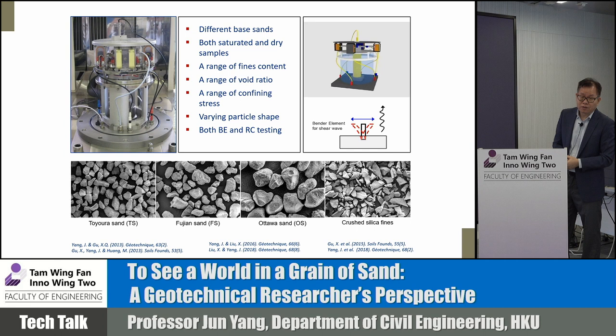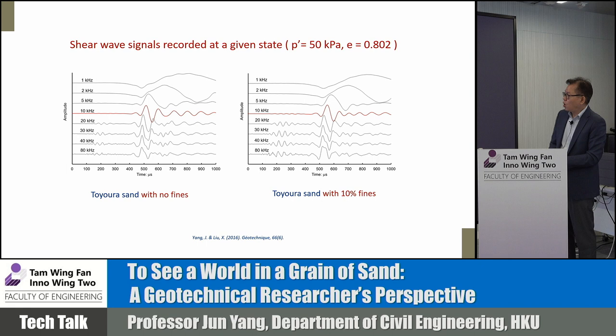So this is just an example of the shear wave signals of different frequencies for sand specimen at a given state. The right plot is Toyota sand with 10% fines, and the left plot is Toyota sand with no fines. We notice the travel times of the shear waves are different. So the implication is what? The implication is the presence of fines can affect the shear wave velocity.